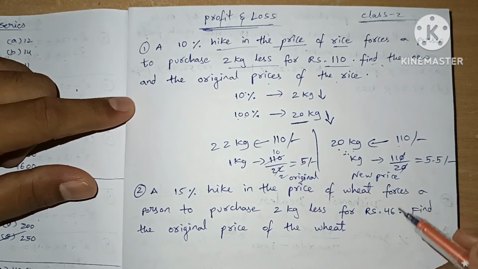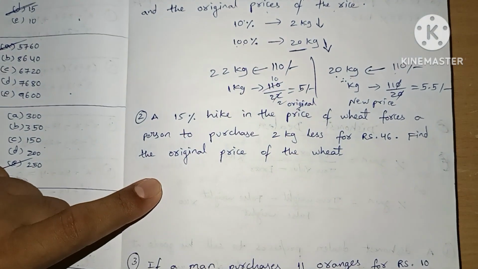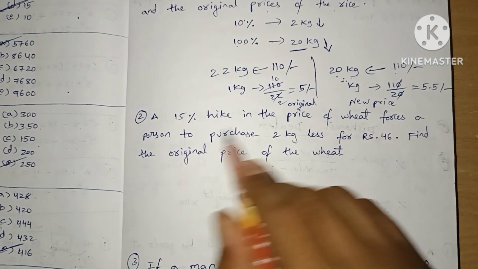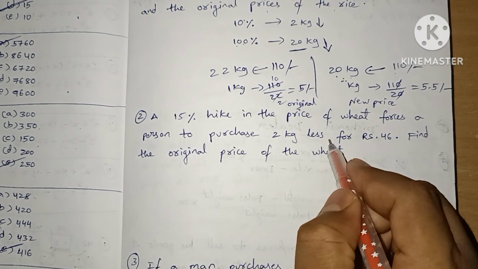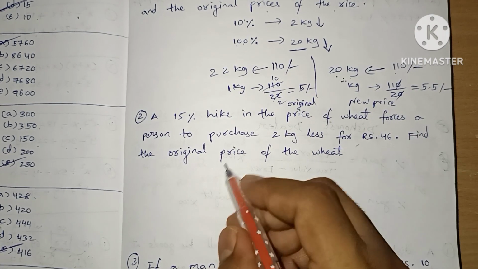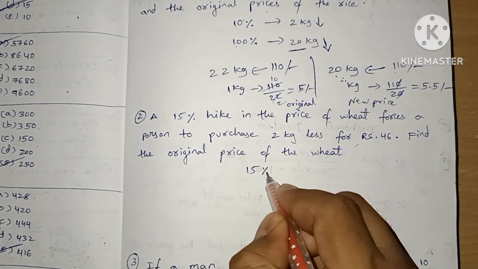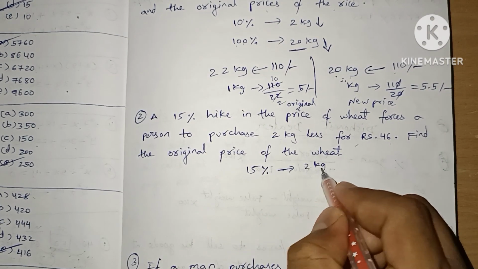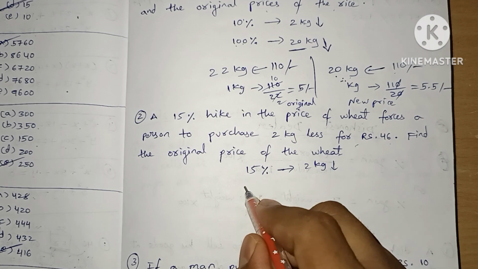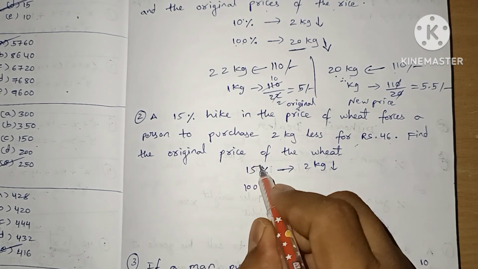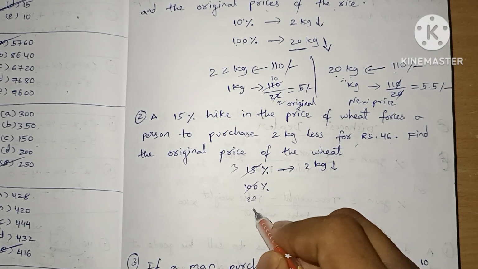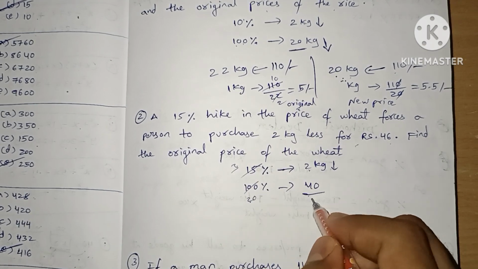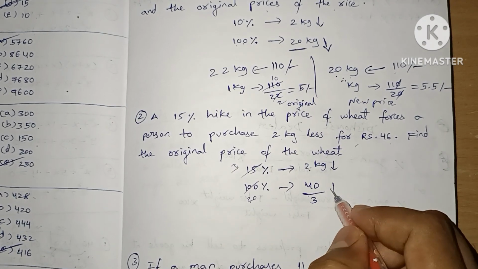Okay, let's see one more question and understand this concept. A 15% hike in the price of wheat forces a man to purchase 2 kgs less for rupees 46. So 15% is the hike, and 2 kgs less he purchased. At 100 percent, 20 by 3 times 2, which will be 40 divided by 3. So this many kgs he loses.